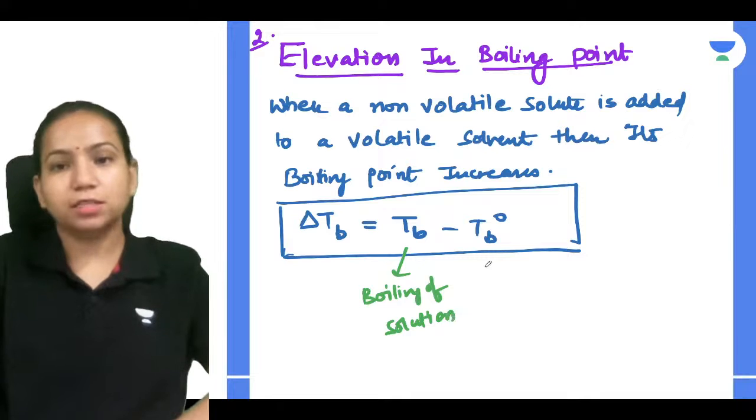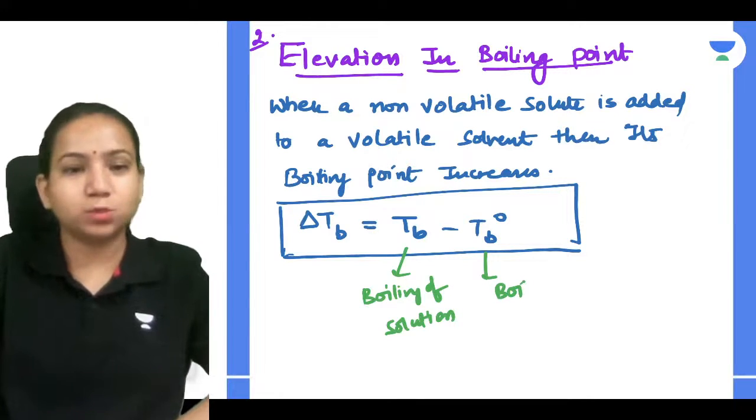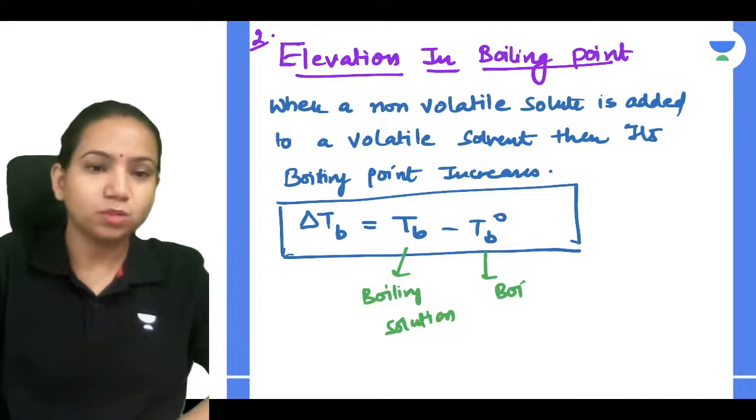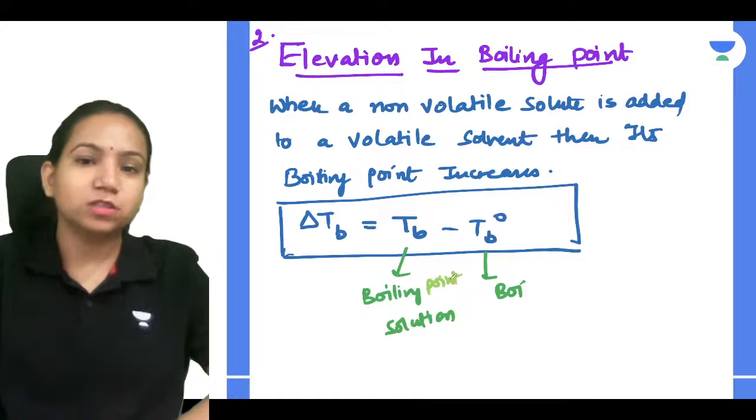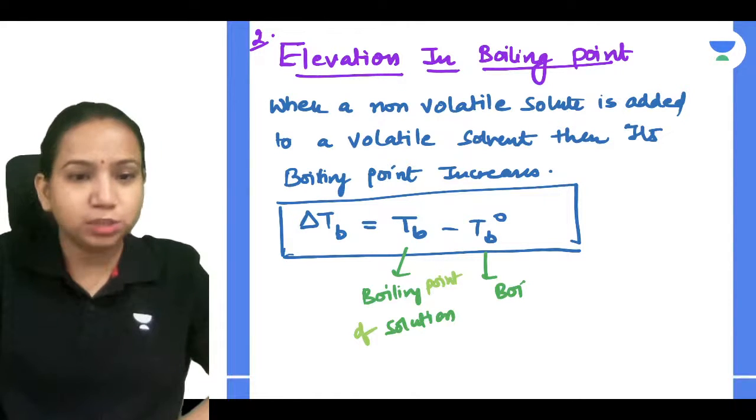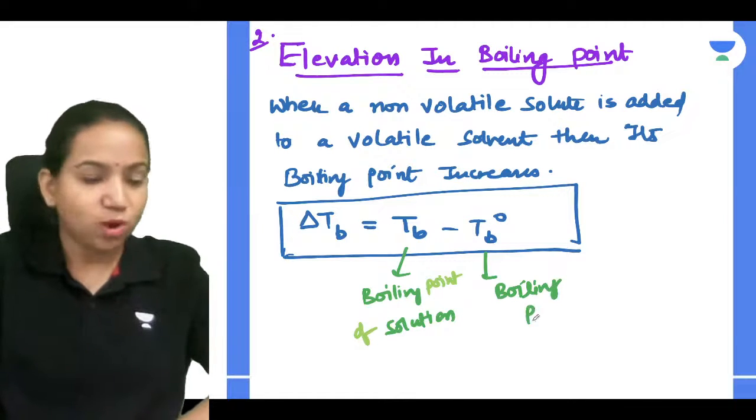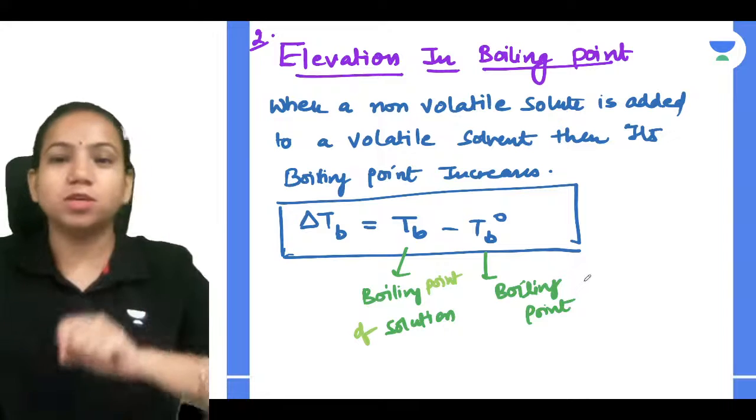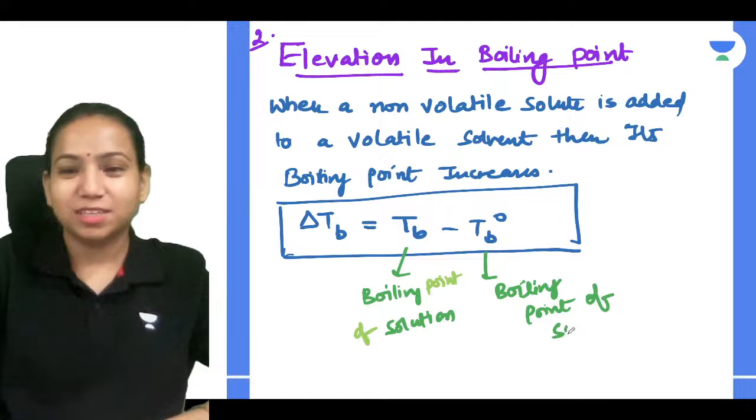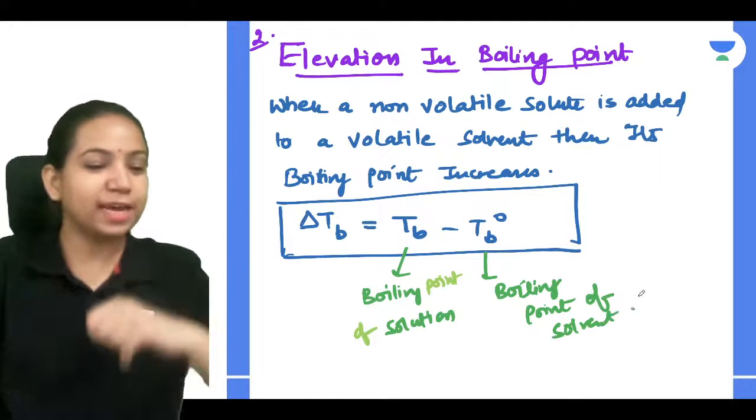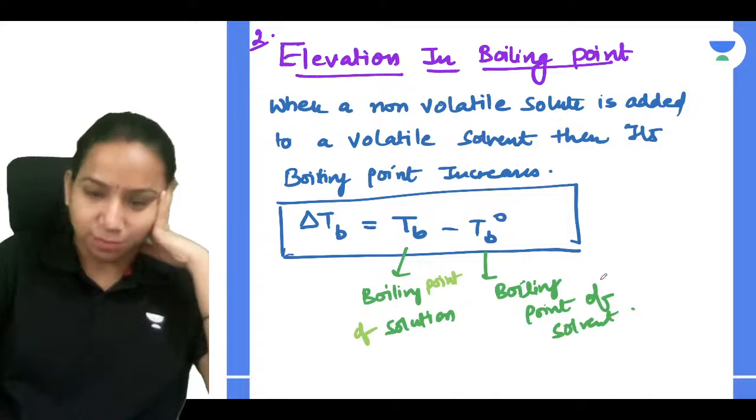and Tb naught is the boiling point of solvent. I skipped the word point as well. So what is that, guys? Boiling point of solution, and then next is boiling point of what? I'm feeling hungry, so I'm eating some words. Boiling point of solvent. Very simple. So delta Tb is equal to Tb minus Tb naught.